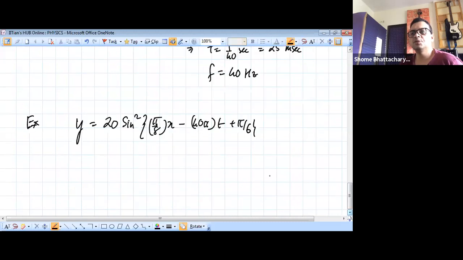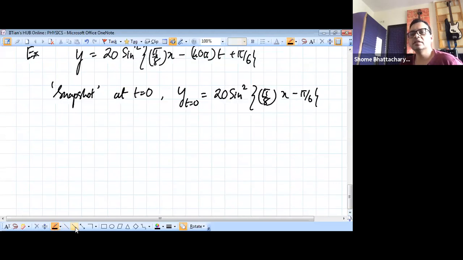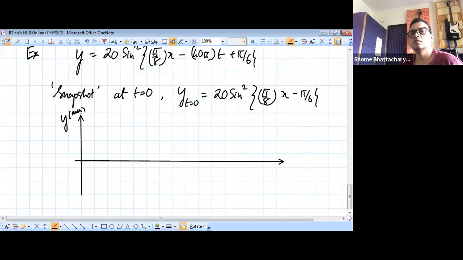For example, I want to draw the snapshot at t equal to 0. So what would it look like? Y at t equal to 0 would be 20 sine square of pi by 8x minus pi by 6. So what we would see here is this graph, with x in meters. Now this graph would look like what? At x equal to 0, it's sine square pi by 6, so that is 1/4. We're going from 5 to, let's say, 20.